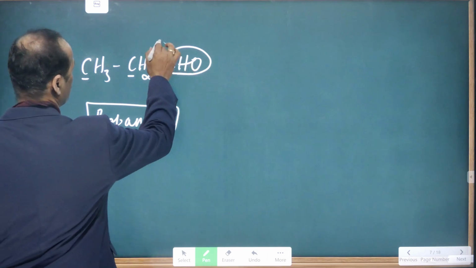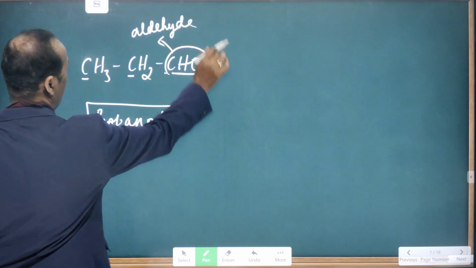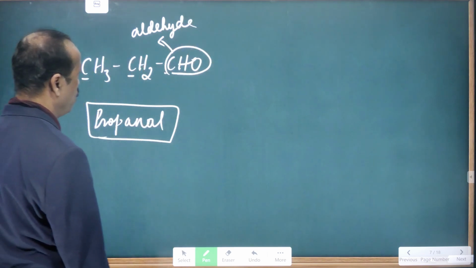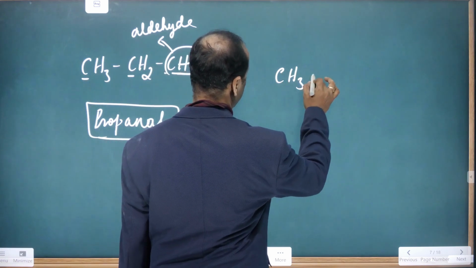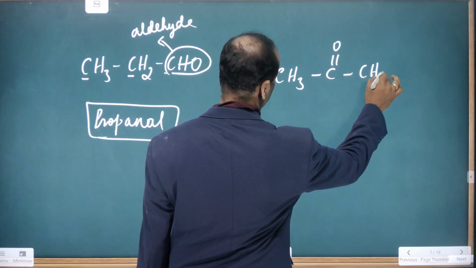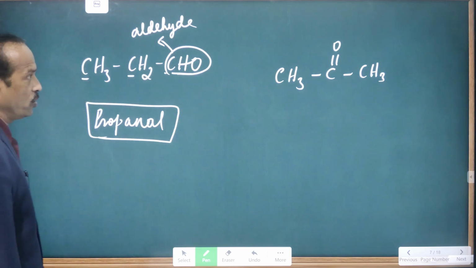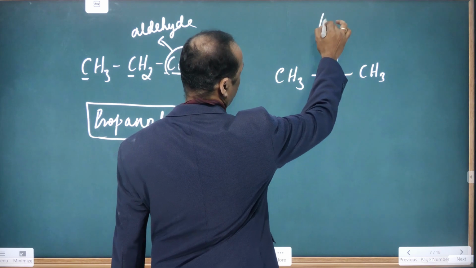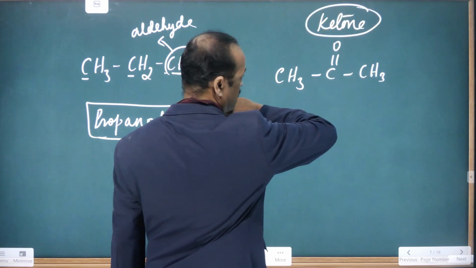And this is the aldehyde functional group. Now, the same formula, how can we write it? Can we write it like this also? CH3, C double bond O, CH3. So when there is a double bond to one carbon, this functional group is called what? Ketone. Yes, this is ketone.